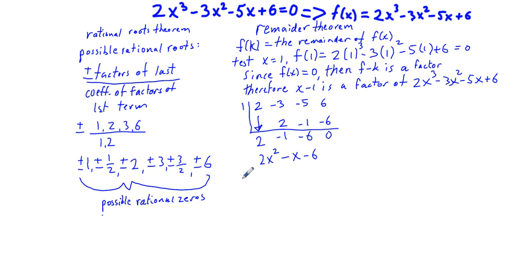So we can rewrite our equation now. We've already found that x minus 1 is a factor. So x minus 1 times quantity 2x squared minus x minus 6 will be equal to 0. And now if we can factor this quadratic factor 2x squared minus x minus 6, then we will have the linear factors and we will have our equation solved.